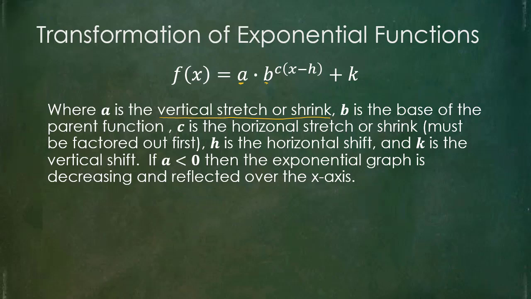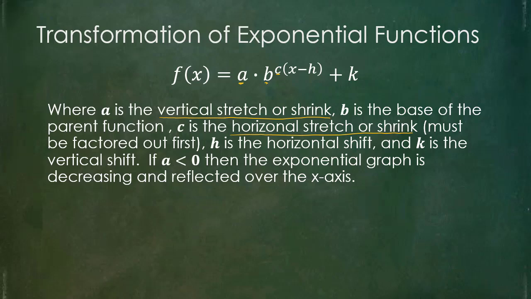If b was considered the base, notice we could have multiplication inside. Well, if you recall, multiplication inside was actually a horizontal stretch or shrink, depending on the value of c. What's key with that is we do always have to make sure that it is fully factored out of whatever, if there was addition or subtraction, I would have to factor it out.